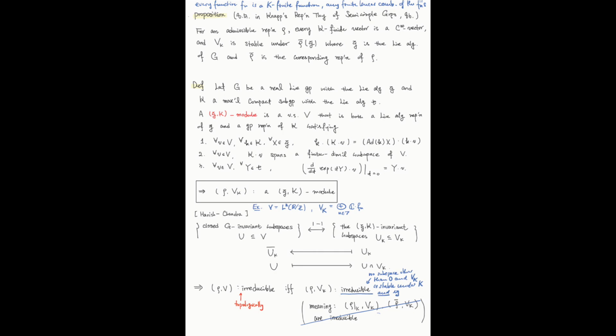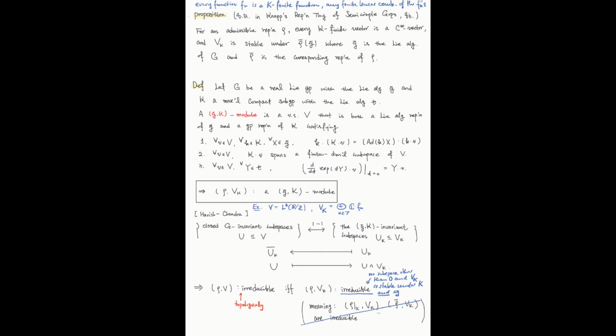But what is interesting is that the G-invariant subspaces correspond to the (g,K)-invariant subspaces in here. In this case, of course, we have very many G-invariant subspaces because G is K in this example. But from this bijection, in particular, ρ on V is irreducible if and only if ρ on V_K is irreducible. So this is extremely useful.